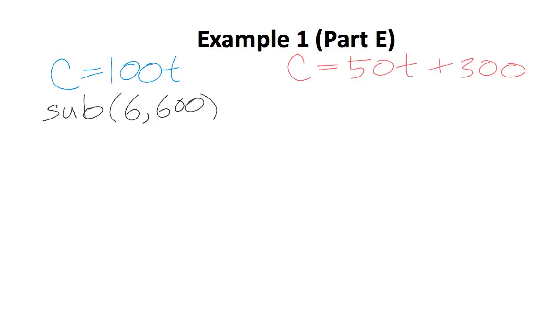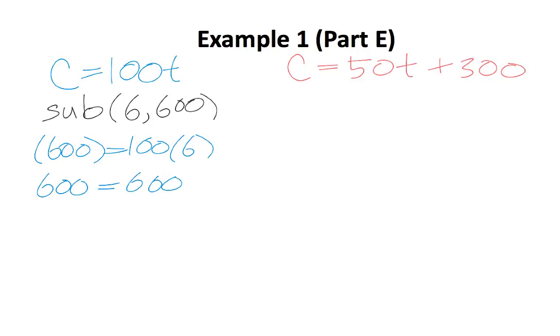Over on the left, I'm going to replace the variable of C with 600 in brackets. And I'm going to replace the variable of T with 6 in brackets. So 600 stays the same, and 100 times 6 is 600. Therefore, left side is equal to right side.